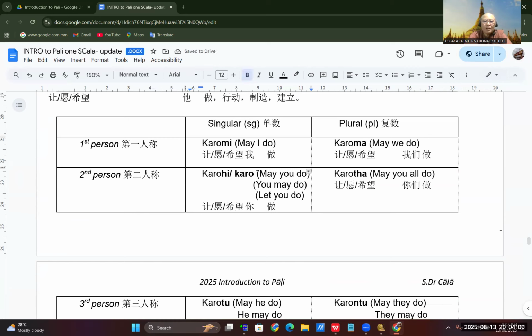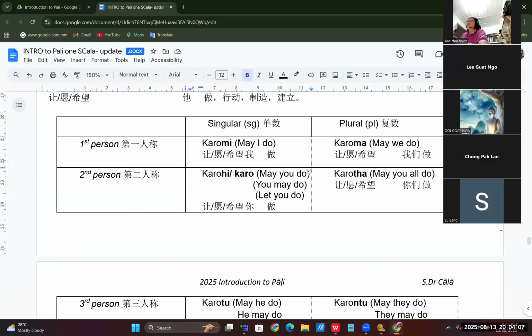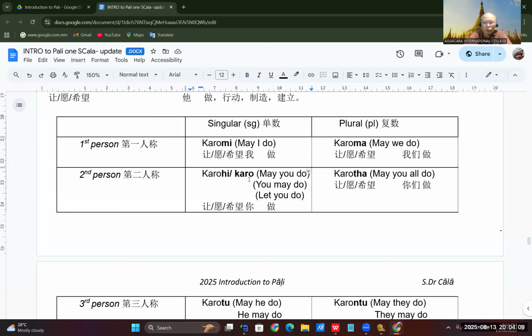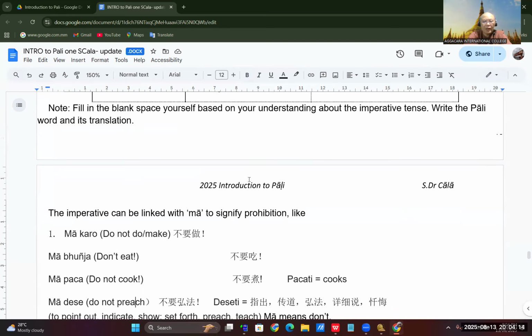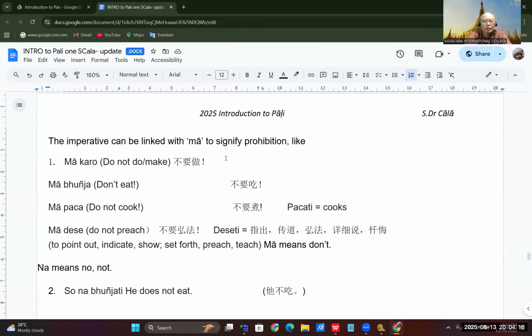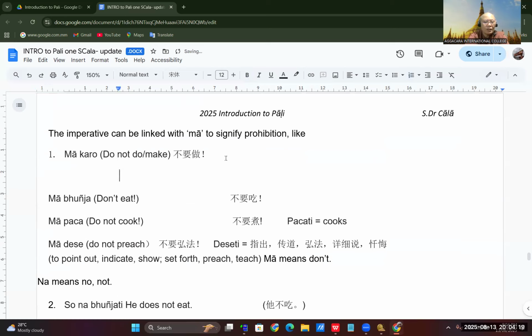So when we say ma karo, it refers to the second person singular, meaning you don't do. So it's singular for this second person. So I command you, don't do. All right. So it's actually a command. Ma is what we call an indeclinable, one of the particles, with karo. Karo comes from the word karo hit, right? So it's second person singular.